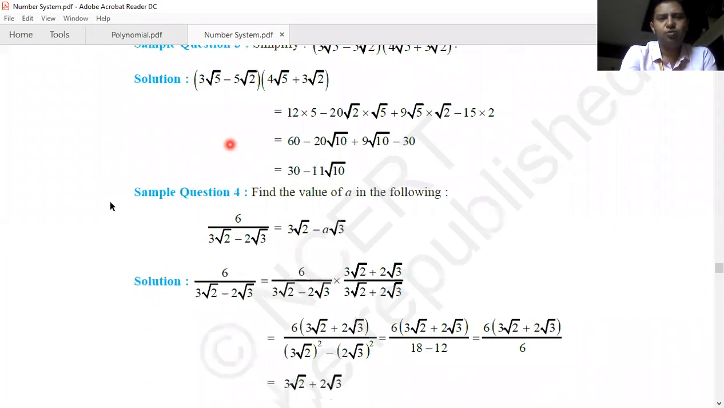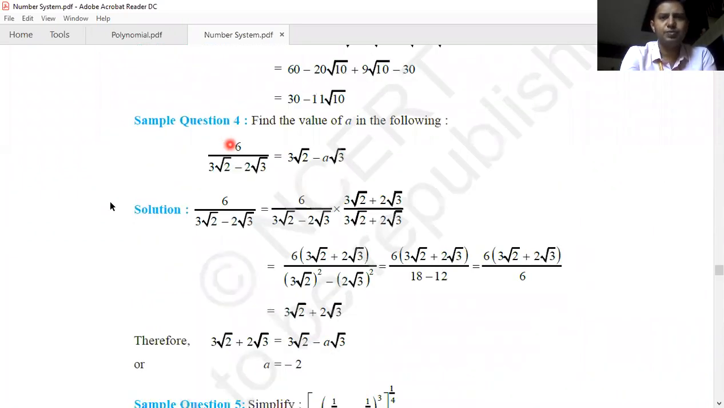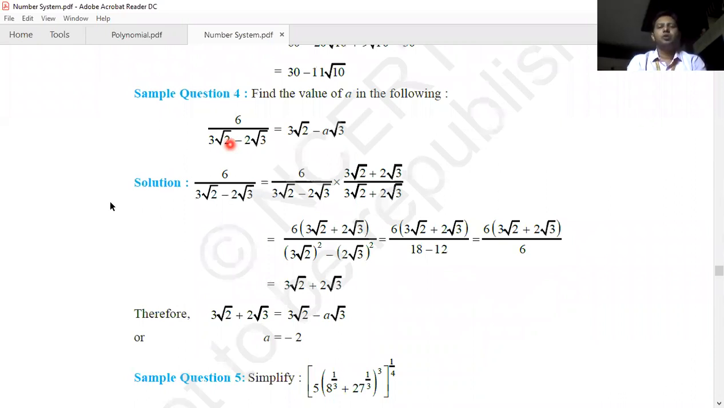See question number 4, a simple question. We missed it. Find the value of a in the following: 6 upon 3 root 2 minus 2 root 3 is equal to 3 root 2 minus a root 3. This is given that 6 upon 3 root 2 minus 2 root 3 is nothing but 3 root 2 upon 3 root 2 minus a root 3. So if I take this, we need to rationalize the denominator.